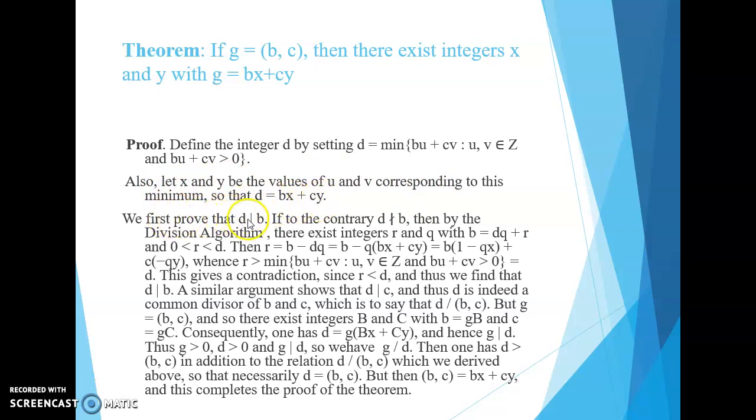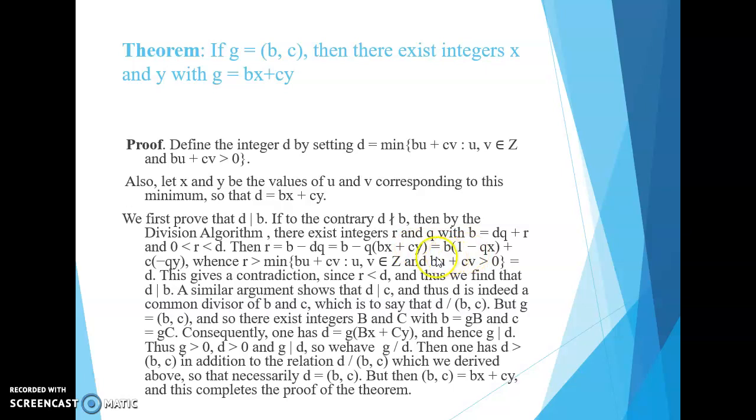We first prove that d divides b. To prove this, consider that d does not divide b. Then there exist integers q and r by the division algorithm, so I can express b equal to dq plus r. R is the remainder, and the condition on the remainder is that it should be greater than 0 but less than d. Rearranging, r is equal to b minus dq, where d is replaced by bx plus cy.